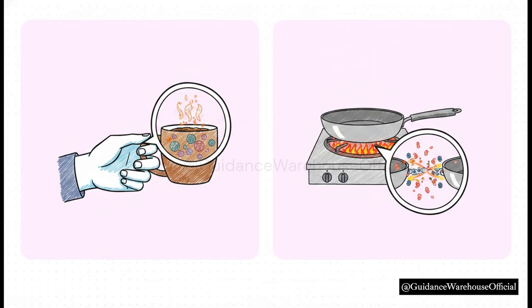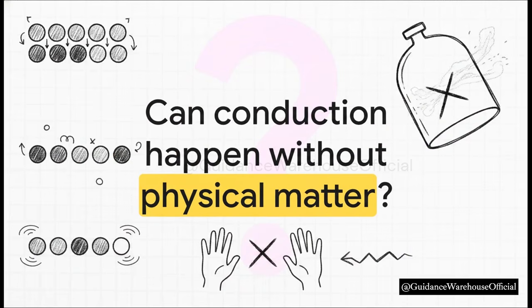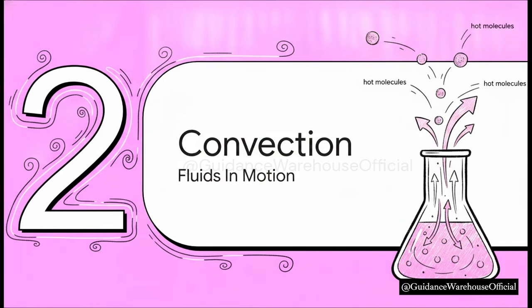The electric stove burner does the exact same thing to a metal pan. So, let's do a quick retention check here. If conduction absolutely relies on a physical, microscopic bucket brigade, what if there's no physical matter at all? Like, what if it's a perfect vacuum? Well, the answer is, it simply cannot happen. Physical contact is an absolute requirement for conduction to occur. No atoms bumping into each other, no conduction. Period. Moving on to Section 2, Convection, fluids in motion.